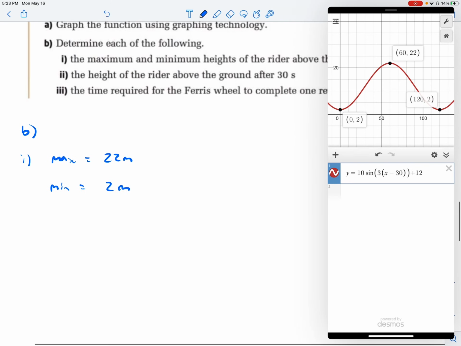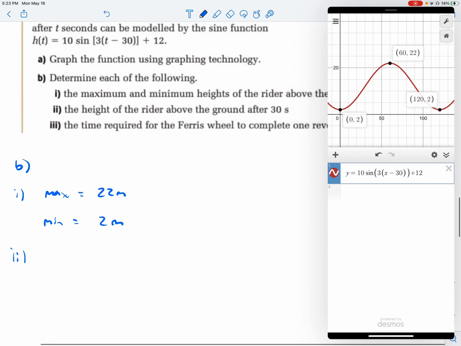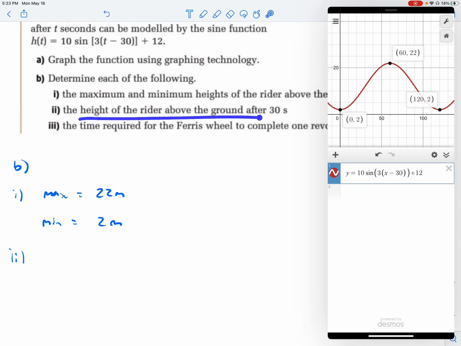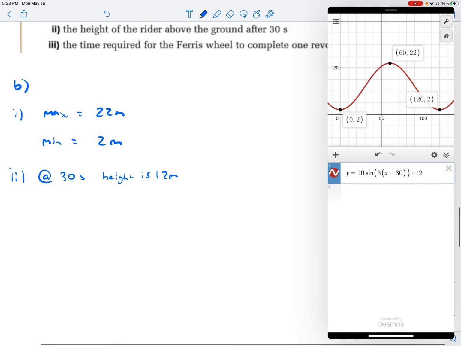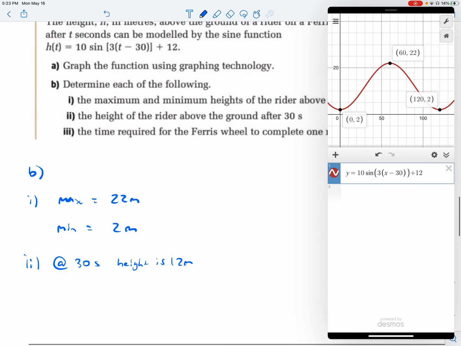Okay, so let's move on. Part 3i, we have the height of the rider after 30 seconds. So I can actually get that on here if I just trace this out. At 30 seconds, we can see we get a height of 12. Okay, at 30 seconds, the height is 12 meters.